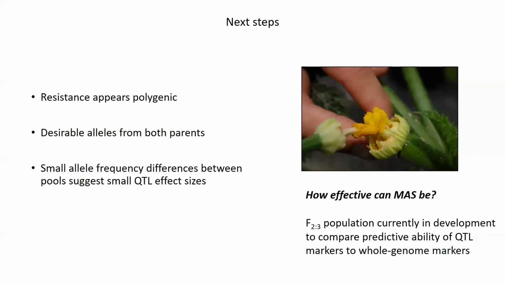So in order to evaluate how effective marker-assisted selection can be for Phytophthora root and crown rot resistance in squash, we're currently developing an F2:3 population. We'll be able to use the genotypes of the F2 parents and the phenotypes of their F3 progeny to compare the predictive performance of markers in QTL regions to whole genome markers using whole genome prediction models.